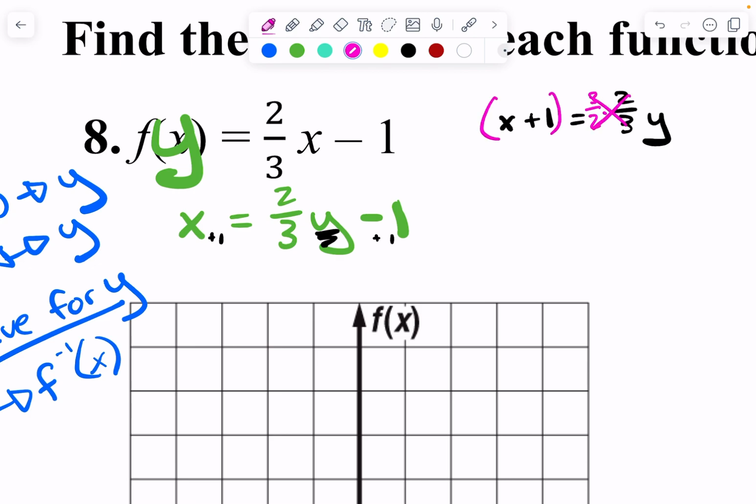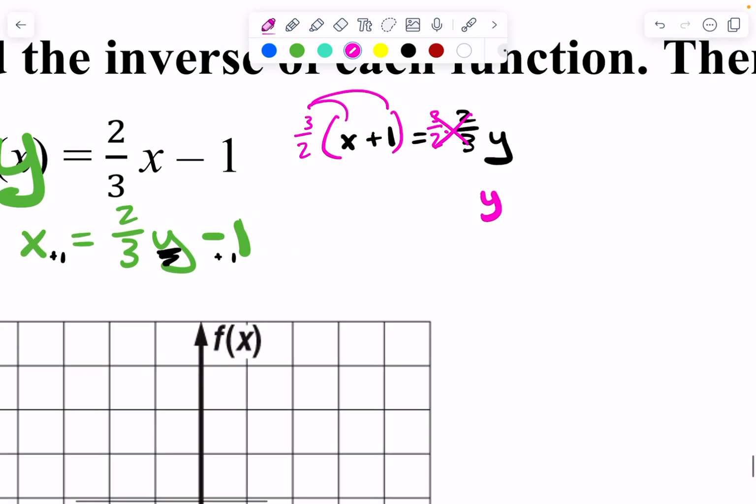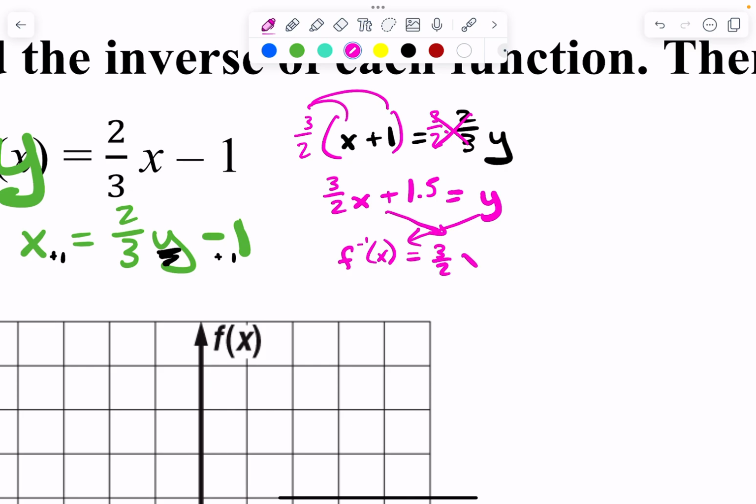I multiply this by 3 over 2, and I'm going to distribute it through. So I've got y equals 3 over 2x plus 1 times 3 over 2 is 3 over 2. And 3 over 2, by the way, as a decimal, is 1.5. Okay, so last step, I'm going to move my y over to this side. This is f inverse of x is what I'm going to rename it. And I'm going to put the equation on the right side because that's how I like to write it.